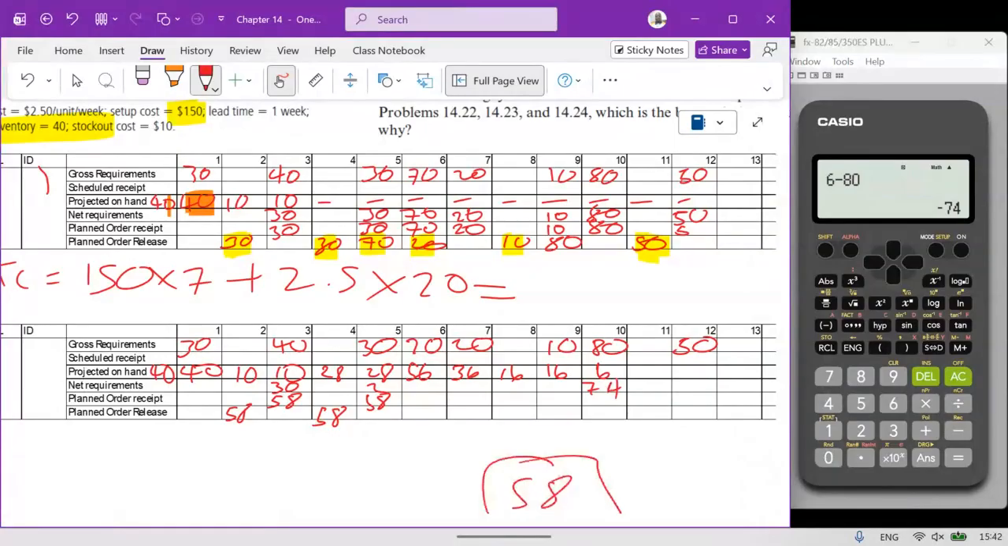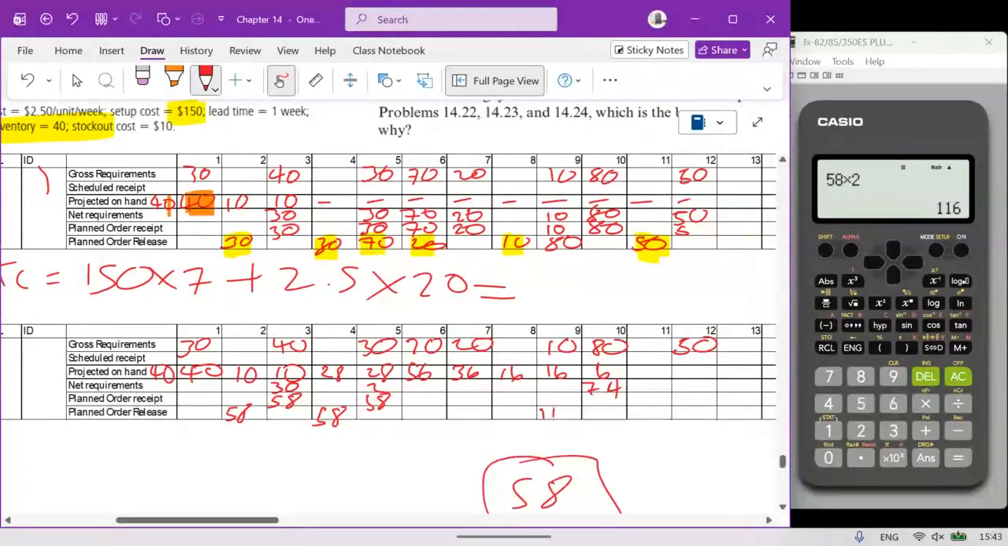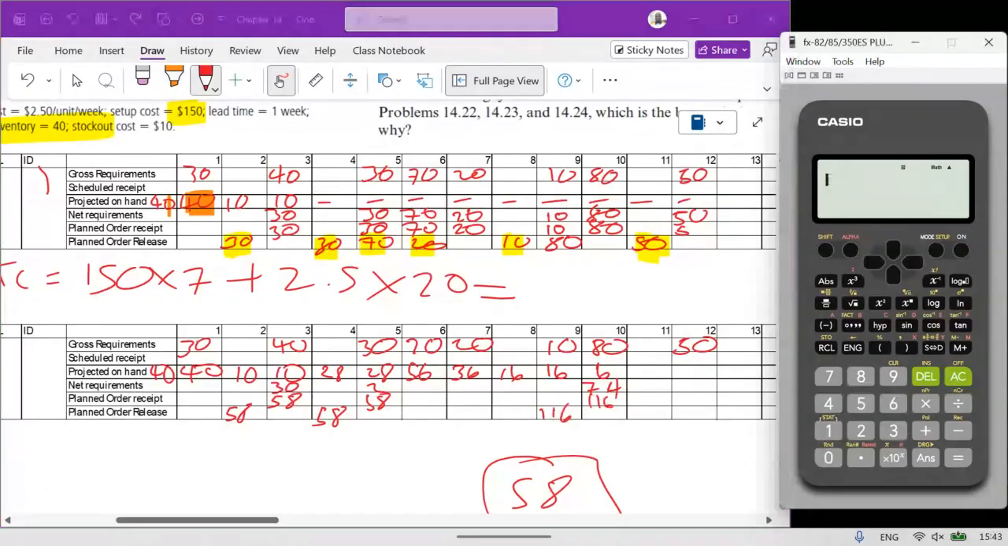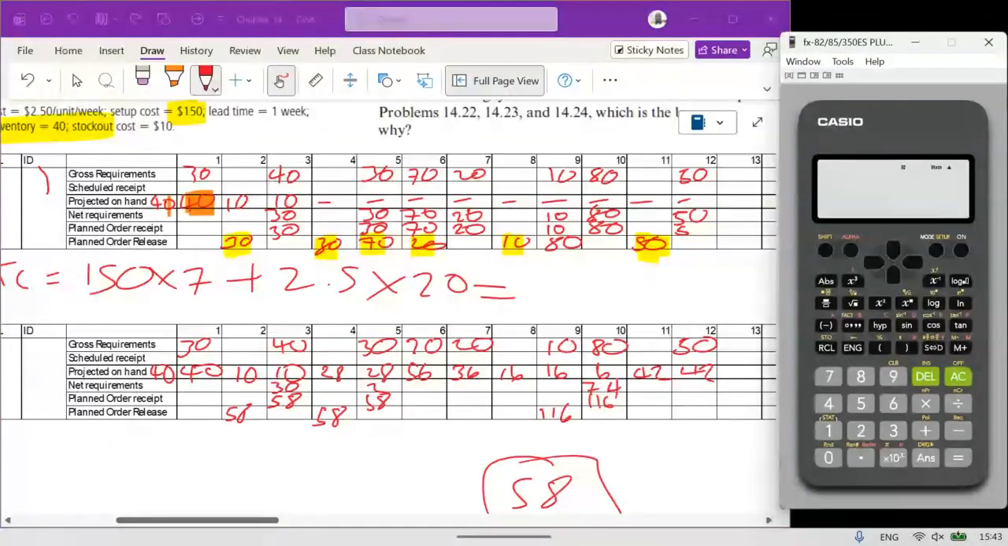We're not meeting the requirement, so you must multiply this by 2. 58 times 2, 116. That's what you must order. 116 minus 74 equals 42. 42 is what you are carrying over, but unfortunately it doesn't satisfy our needs. There's an 80, so we push it to 58. So then you are remaining with the 50.